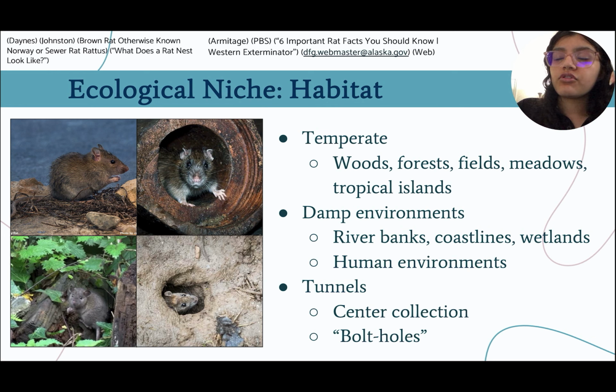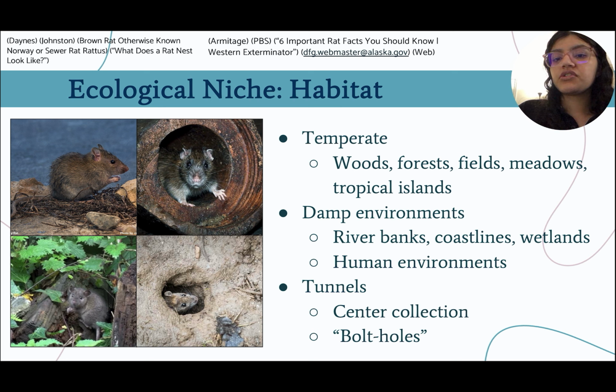Looking at the habitat of the Norway rat, you'll find them in both temperate and damp environments. As for temperate environments, you'll find them in woods, forests, meadows, fields, and tropical islands, such as the bottom left image below where you can see a little rat hiding away in shrubs. As for damp environments, you'll find them near riverbanks, coastlines, and wetlands, such as the coastline shown in the top left photo, as well as human environments such as sewage, garbage dumps, and basements. And you can see in the top right photo, there's a Norway rat residing in a sewage pipeline.